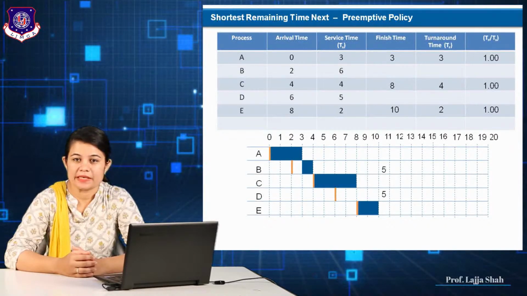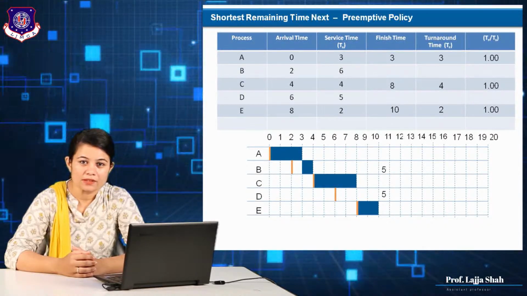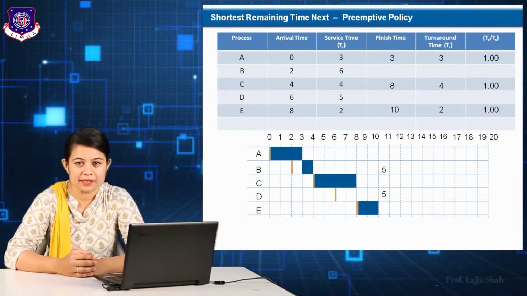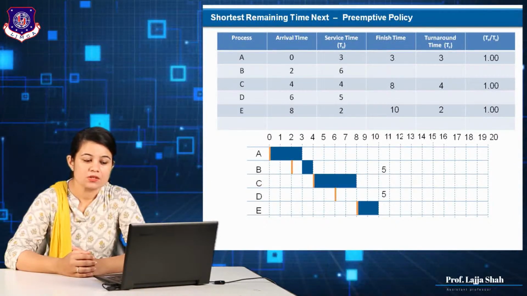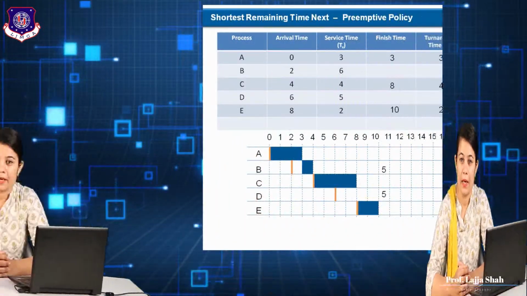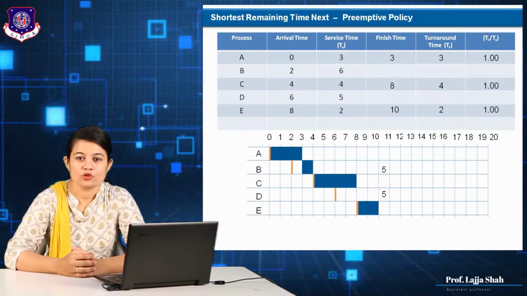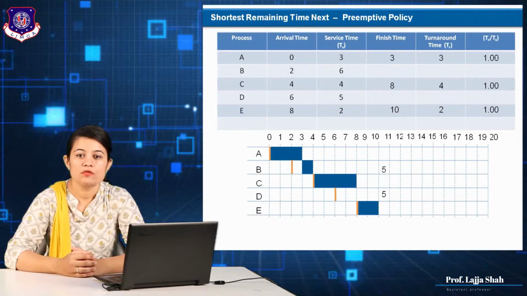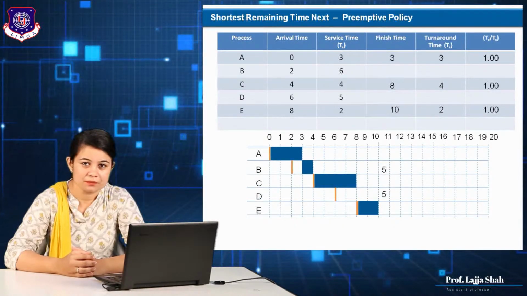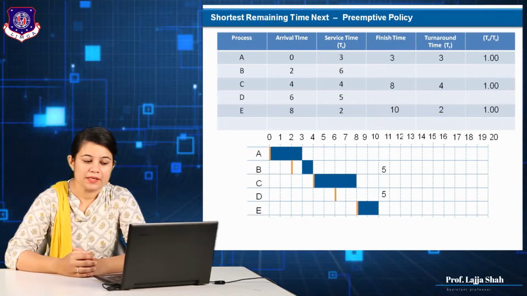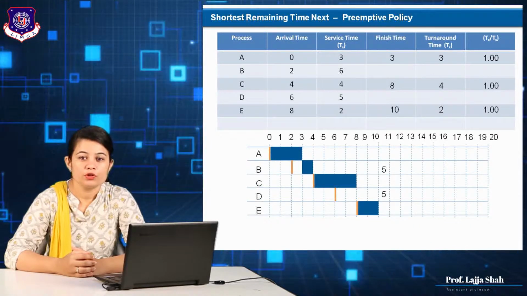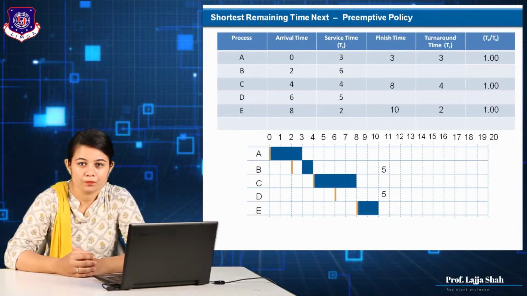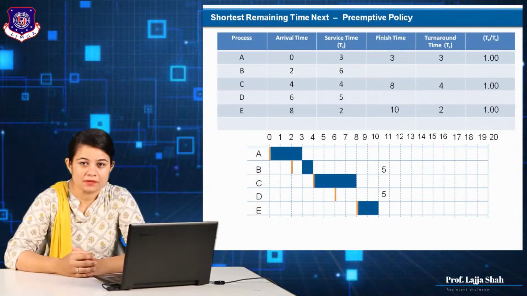After that, process E will be completed as its execution time is 2 seconds only. Next, we are left with 2 processes in the system, process B and process D. Again, there are multiple processes, so a check will be made to decide which process will be executed next. Here you can see the remaining times of both processes are the same, that is 5 seconds.